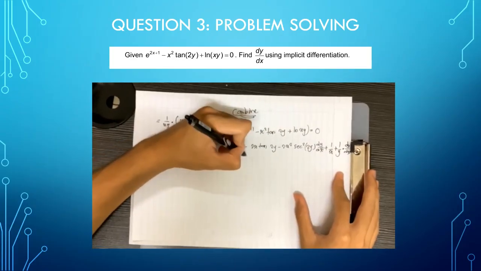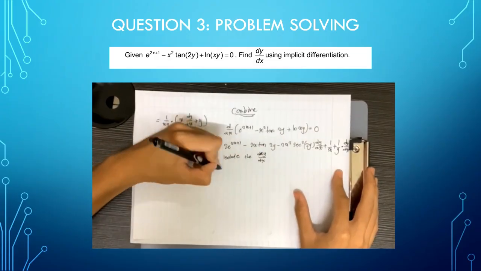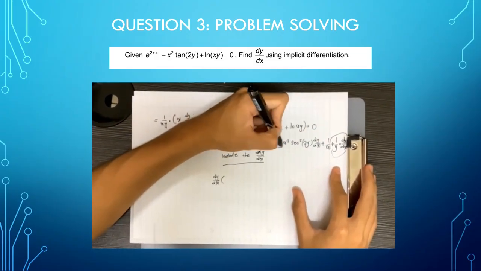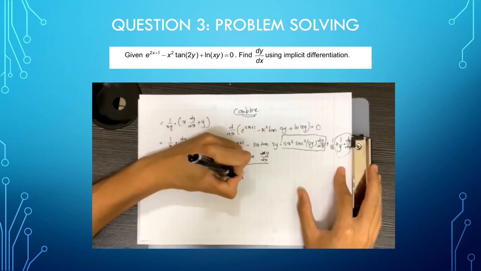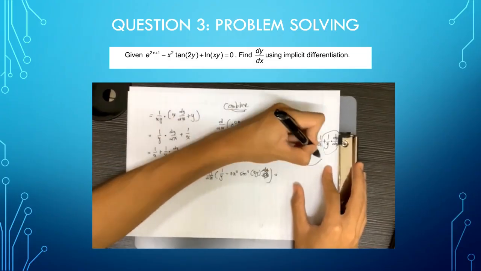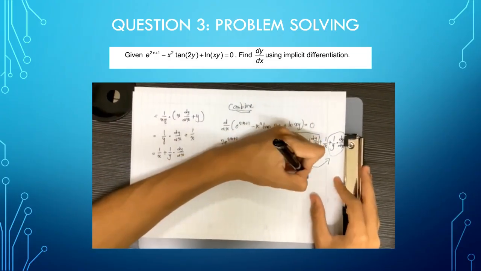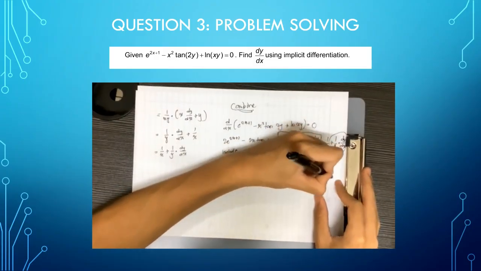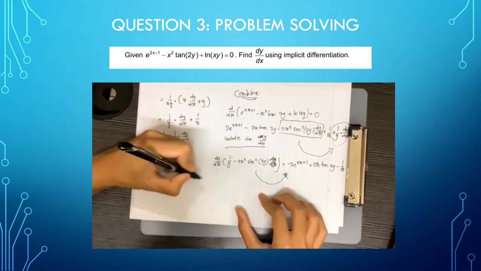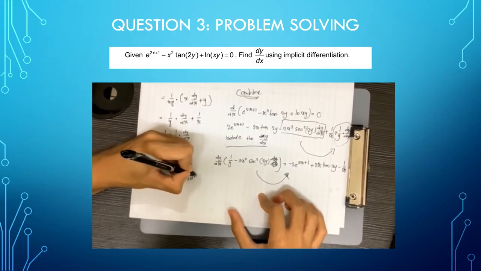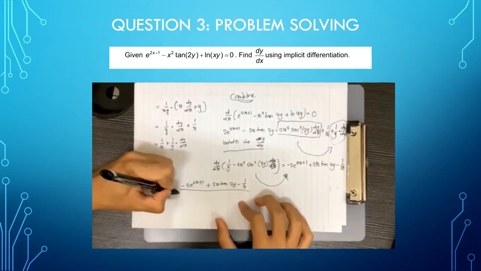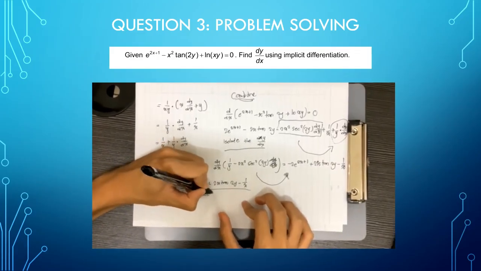But we just isolate the dy over dx. So dy over dx, we just take this one and all of this. So we just write 1 over y minus 2x to the power of 2 sec to the power of 2 of 2y. So we just close the bracket, and we move the rest of them onto the other side. So minus 2e to the power of 2x plus 1 plus 2x tan 2y minus 1 over x. And lastly, we just bring all of this to the other side to isolate the dy over dx. So dy over dx equal minus 2e to the power of 2x plus 1 plus 2x tan 2y minus 1 over x, over 1 over y minus 2x to the power of 2 sec 2y.